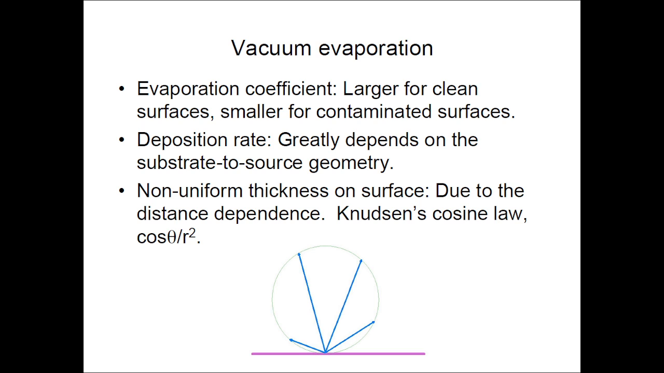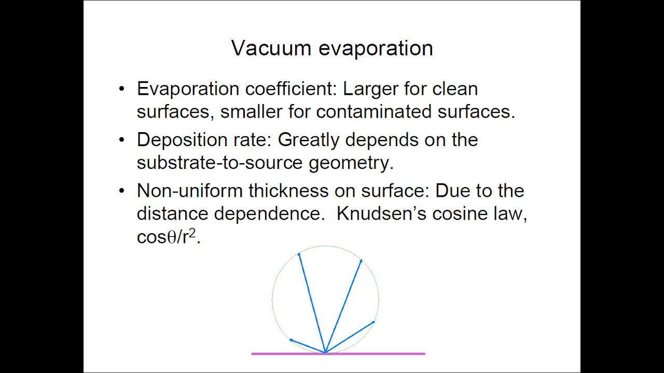In vacuum evaporation, the evaporation coefficient is larger for a clean surface and small for a contaminated surface of the target material. The deposition rate greatly depends on the substrate-to-source geometry, so how you place the substrate and the source is an important factor. And of course, there is non-uniform thickness on the surface.